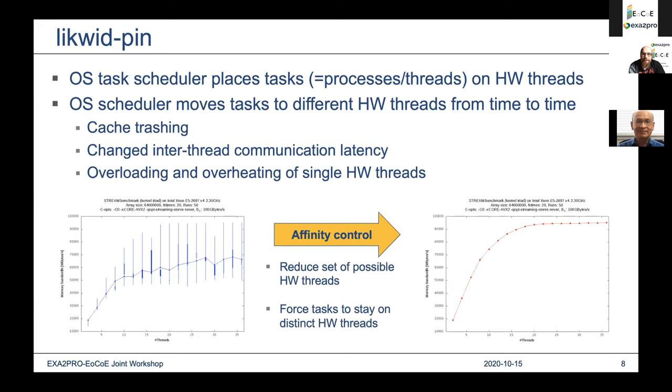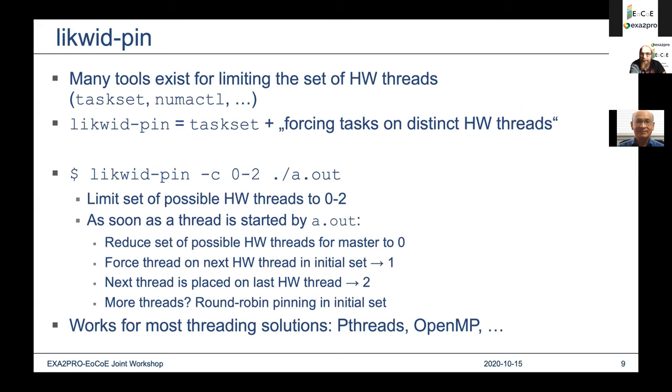What we mean with affinity control is we reduce the set of possible hardware threads where the application can run on, and we force the tasks of an application to stay on distinct hardware threads. I will come to that on the next slide. There exist many tools for limiting the set of hardware threads available to an application, famous as taskset or numactl, but they don't pin. They just say the application can only run on cores like 0 to 3, but the OS task scheduler can still move the application threads around in this set, which still can cause problems. So LIKWID-pin is basically a taskset. Additionally, we force the tasks onto distinct hardware threads.